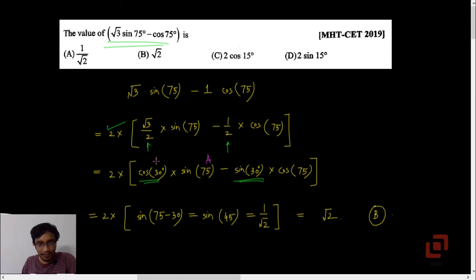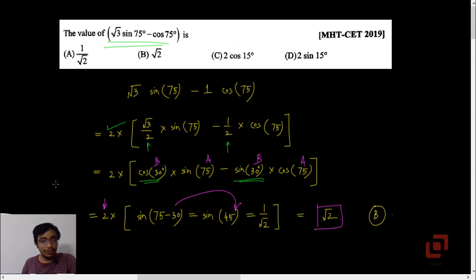sine a cos b minus cos a sine b. So that is sine of a minus b. How much is that? Sine of 75 minus 30 is sine 45, which is 1 by root 2. But don't forget this 2 outside. This 2 which is there outside. So 2 upon root 2 is root 2.